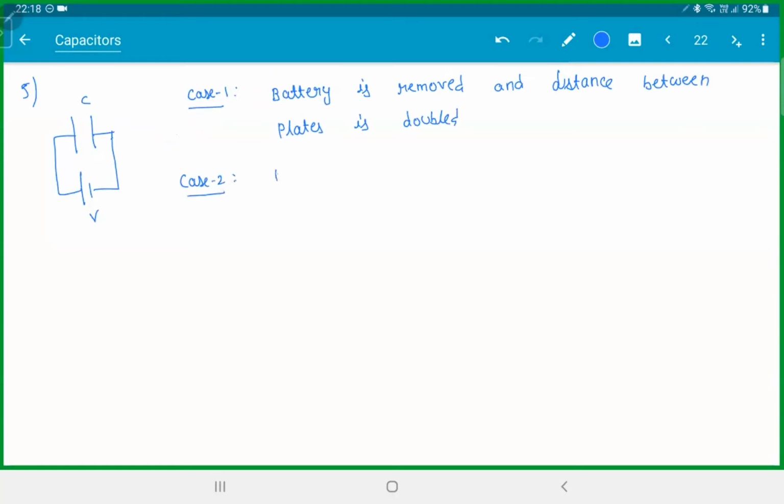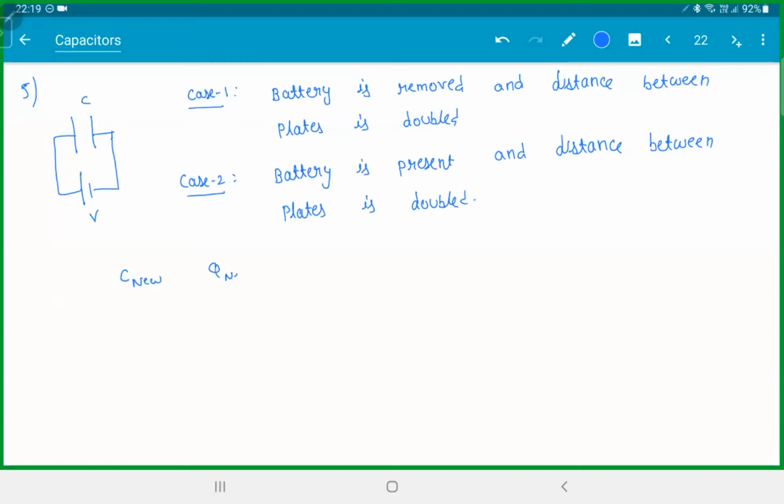Case two, the battery is present. You didn't remove the battery. The distance between the plates is doubled. So what I want you to find is the new capacitance. What is the new capacitance?